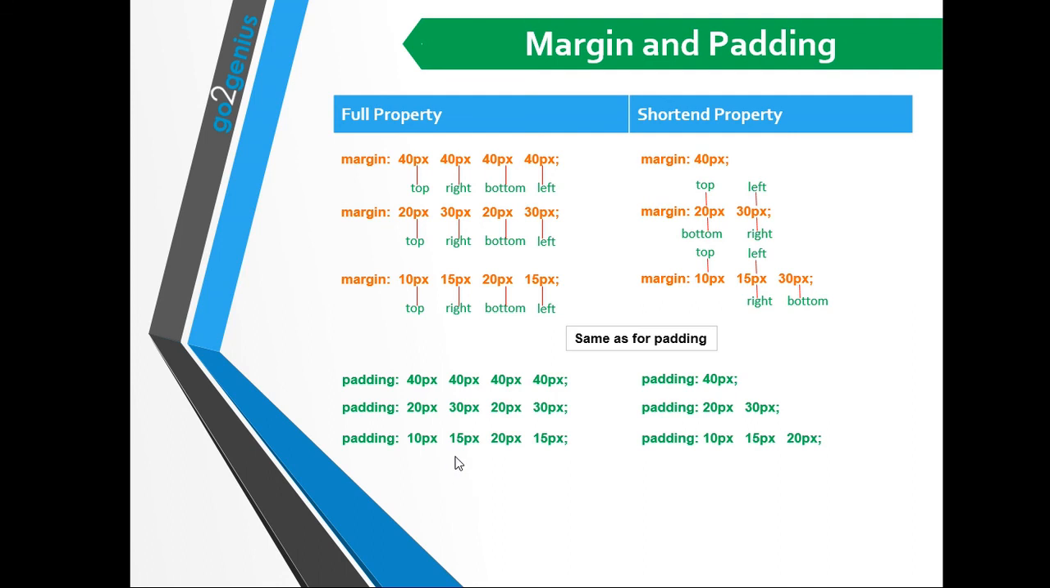And if the right and left values are equal and top and bottom values are different from each other, then we can write the shorthand property with 3 values. First value for the top, second value for left and right padding, and third value for the bottom.